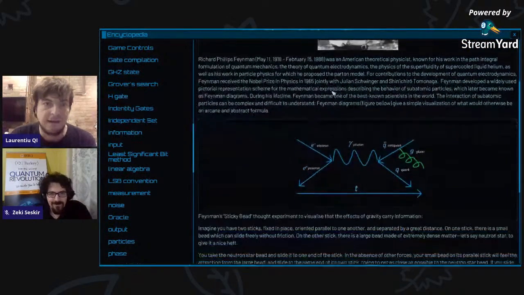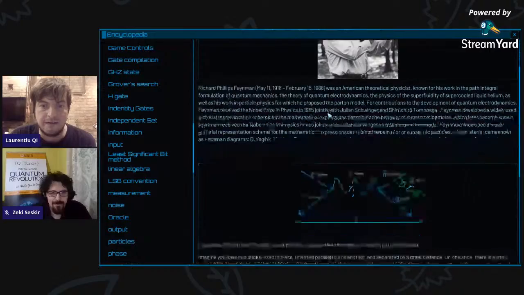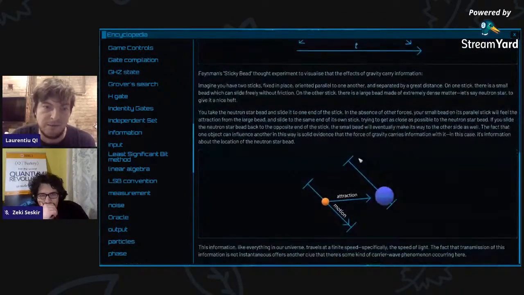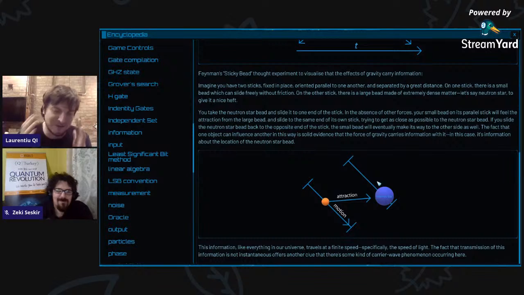And of course, we discussed these great visual thinkers and how they went about visual thinking, from Feynman diagrams to really funny stuff like Feynman's sticky bead. How you would have a thought experiment and imagine that gravity has to be a particle, and why it's not just a force, why it has to be a particle.